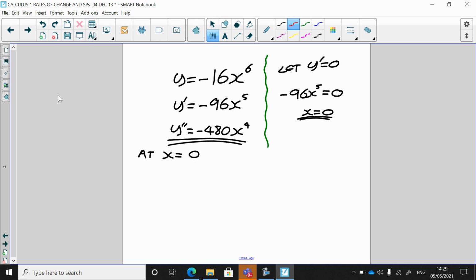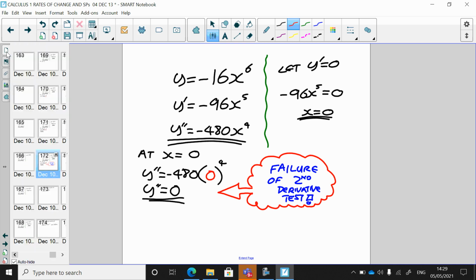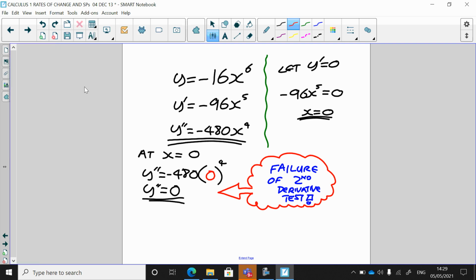So I'm going to take that critical value and pop it into my second derivative test, because that's the whole point of this. So I've got my second derivative, negative 480 times x to the power 4. Pop in x, okay, and evaluate. Oh, the second derivative test throws up 0. That's no good. So there you go. It's failed. Okay, so you need to resort to a nature table.